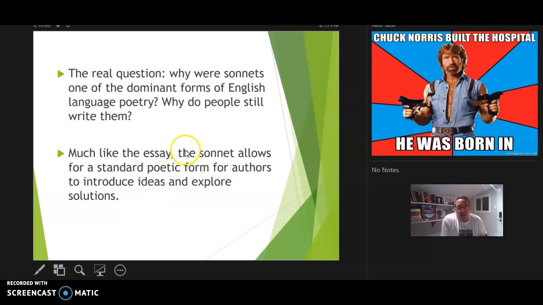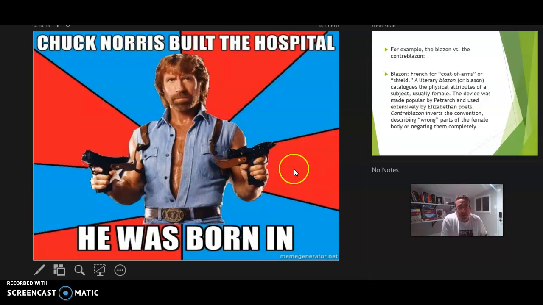I would say that much like the essay, the sonnet allows for a standard poetic form for authors to introduce ideas and explore solutions. This is why I call this slideshow poetry's argument. Another way I like to think about it is in terms of memes, right? You probably know that I love memes. And I tend to think of poetic forms, especially something as constricted as the sonnet, as being similar to a meme, right?